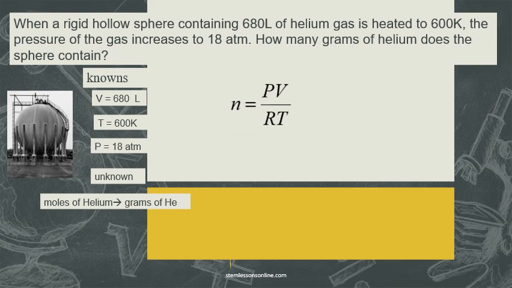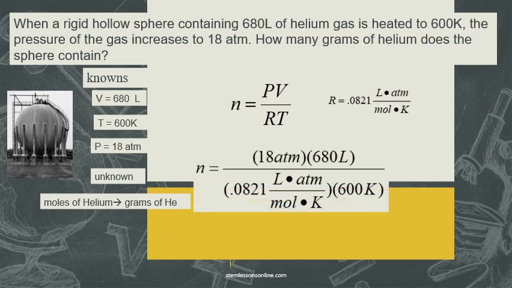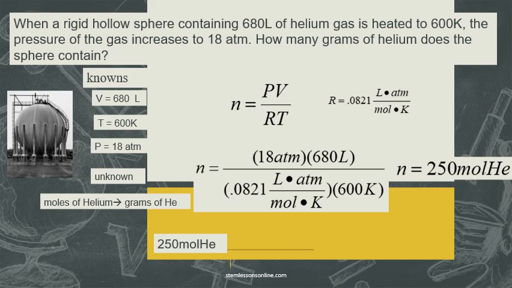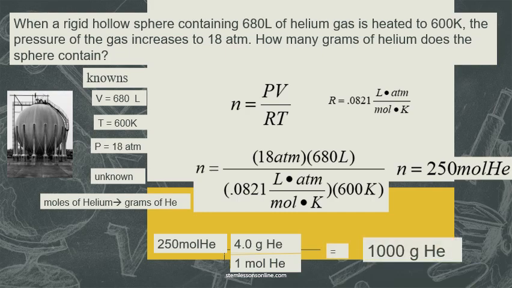So as usual, the formula is n = PV over RT, and R is 0.0821. Substitute and simplify. Once you have the number of moles, you can simply calculate the mass by taking the molar mass of helium. In each 1 mole, we have 4 grams. So when you multiply moles with the molar mass, you will get the mass, because you already know moles equals mass over molar mass. Correct? All right.